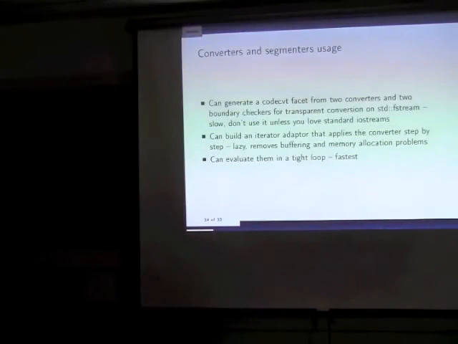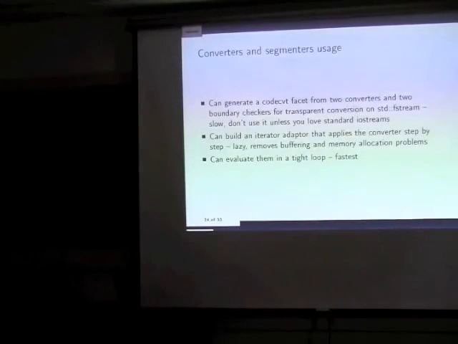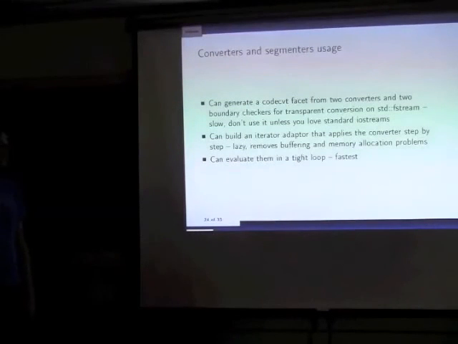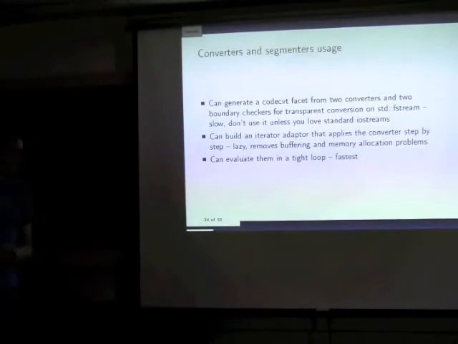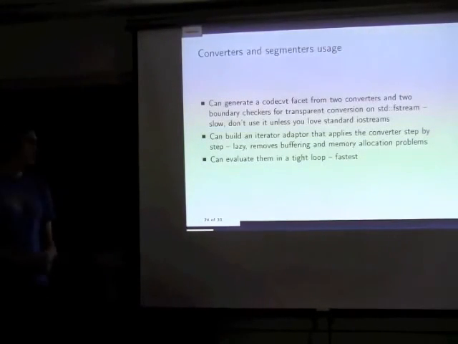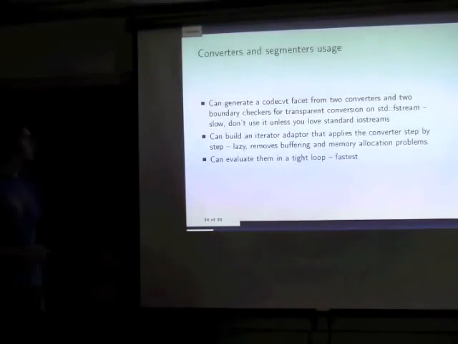Okay, so you have 3 ways of using converters. You can also define a code conversion facet. I really don't recommend doing that, because code conversion facets are terrible. They're very slow, not easy to use. They've got a lot of guts. You can do it with an iterator adapter or range adapter, where you would apply the conversion step by step. It's quite practical, because you don't have to think about where I'm going to store the data or where I'm going to allocate the memory. Or you can evaluate it in a tight loop, which is the fastest thing you can do, but is a bit more involved.